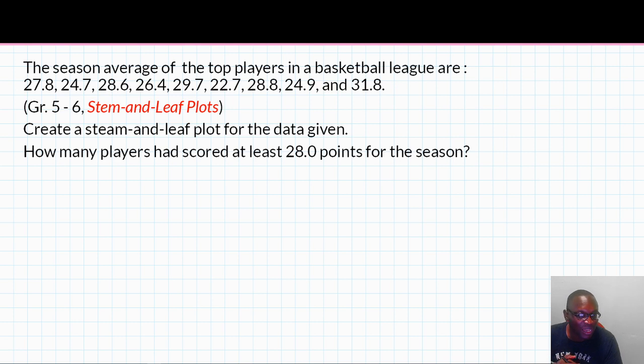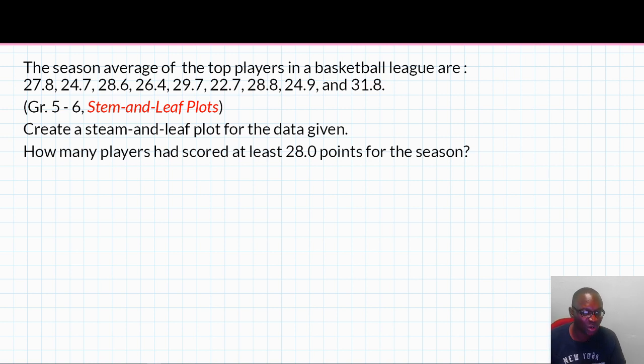We're going to create a stem and leaf diagram. So what I want you to do here is create a stem and leaf diagram or plot for the data that we're given, and then we're going to answer a question. Last time I think I did something about range or something along those lines, so I'm going to ask you something that is a bit different today. We want to find out how many players scored at least 28.0 points for the season.